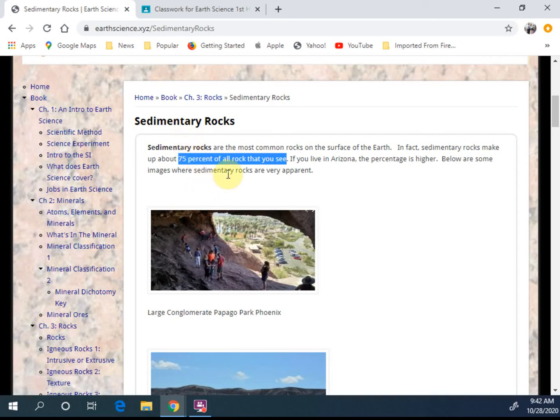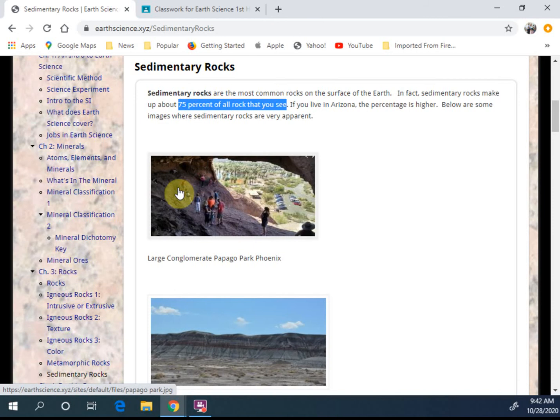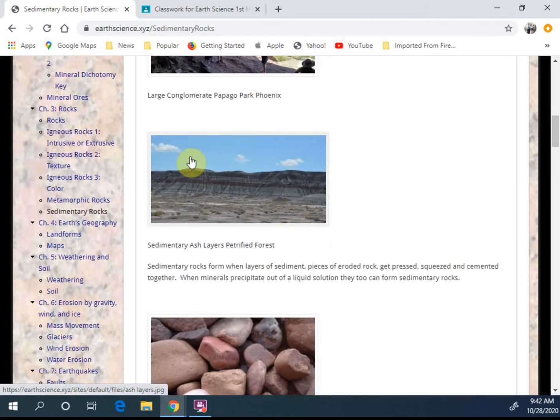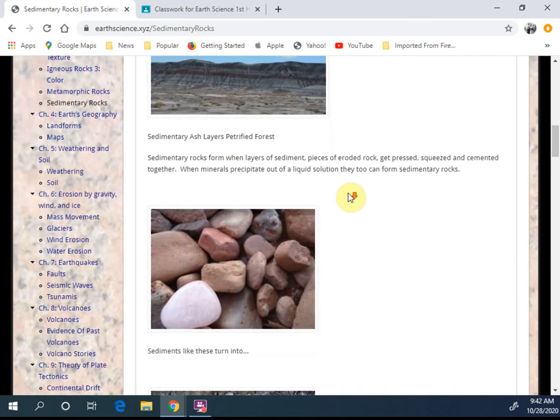Sedimentary rocks, as I mentioned, are the most common rock on the surface of the Earth. They make up 75%. Arizona is higher because it's mostly sedimentary, by and large. Below are some examples that make that very apparent. Large conglomerate, Papago, and near the Phoenix Zoo, that big old cave up there, that's all conglomerate, which is part of the sedimentary rock. Sedimentary ash layers in Petrified National Forest. You go up on the Navajo Reservation, there's the Painted Desert. Lots of different types of sedimentary rocks.